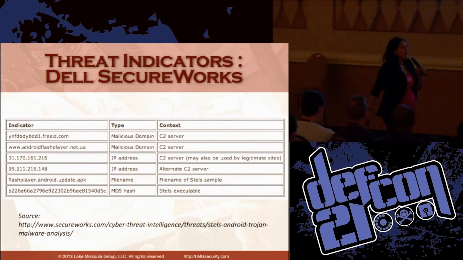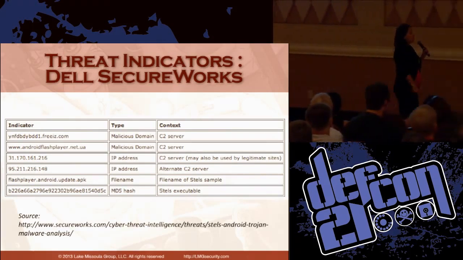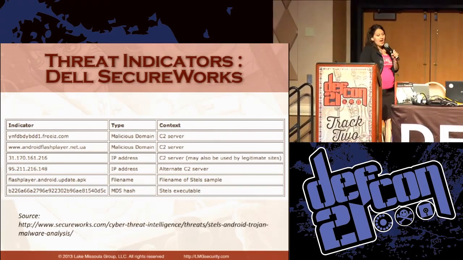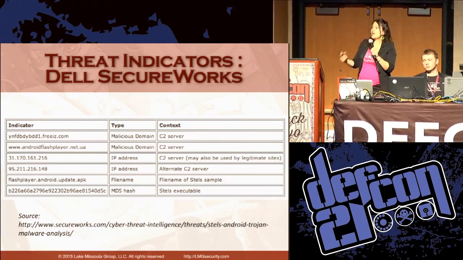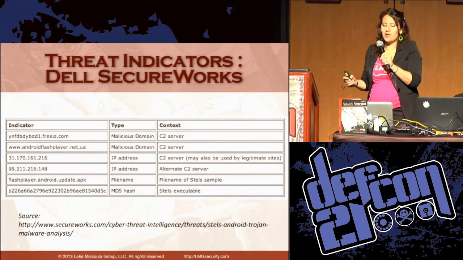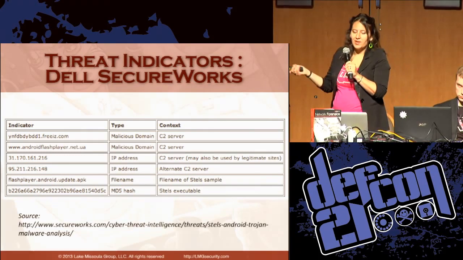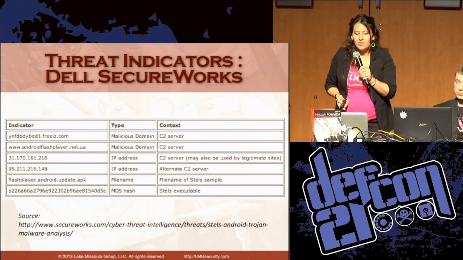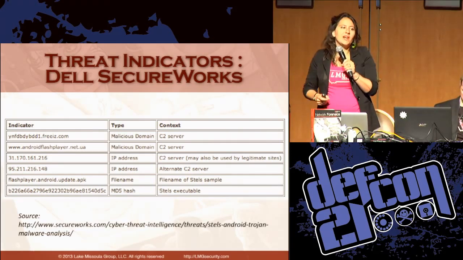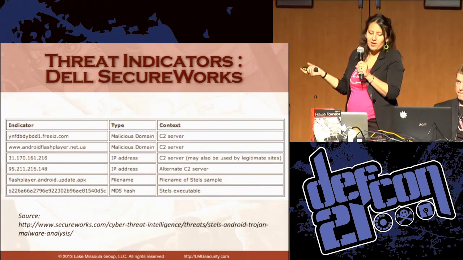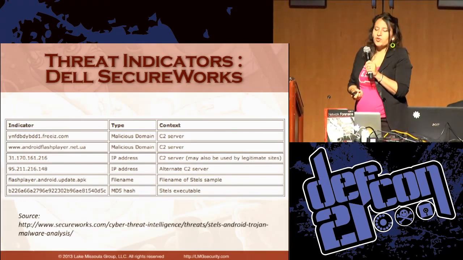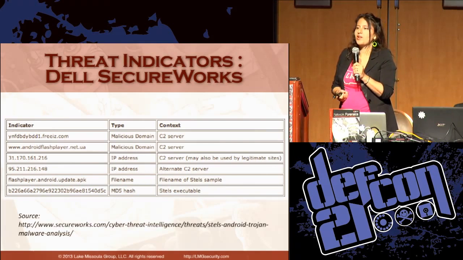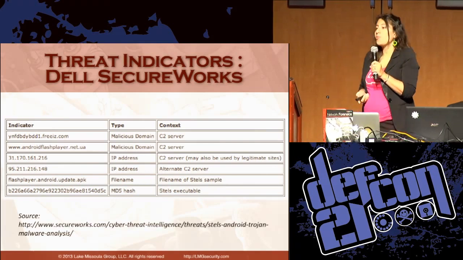So here are some threat indicators that Dell SecureWorks put together for the Android Stealth malware. Android.stealth has specific command and control servers that are known. There's 31.170 something something, a server in the United States, and the other one, 95, is a server in the Netherlands. There's also a file name that Android.stealth is typically distributed as, flashplayer.android.update.apk. And there are 2 domains in common use right now, the freeiz.com one and the androidflashplayer.net.ua one. So those were things that we incorporated into our Snort alerts.